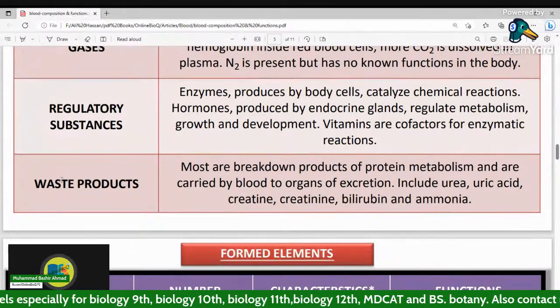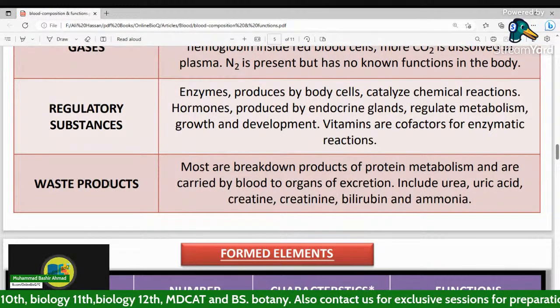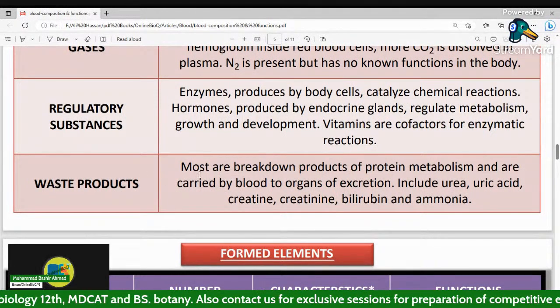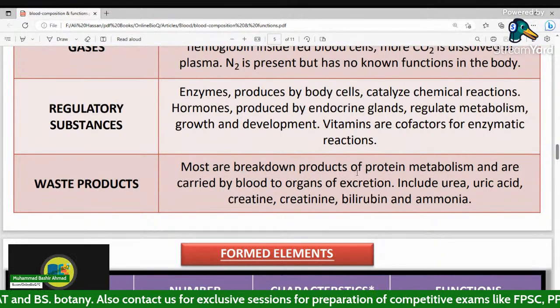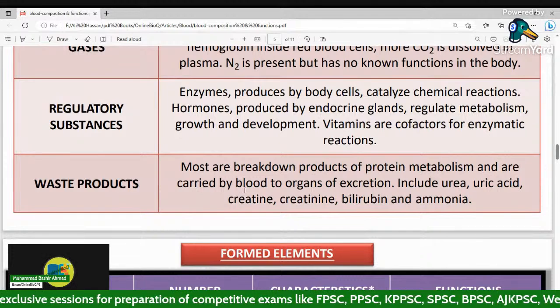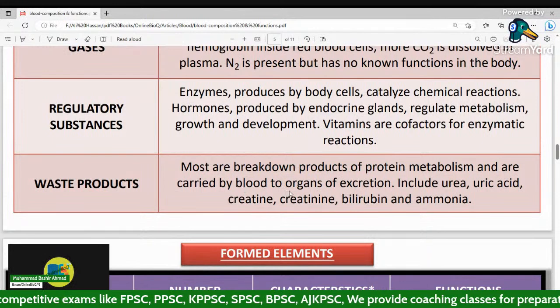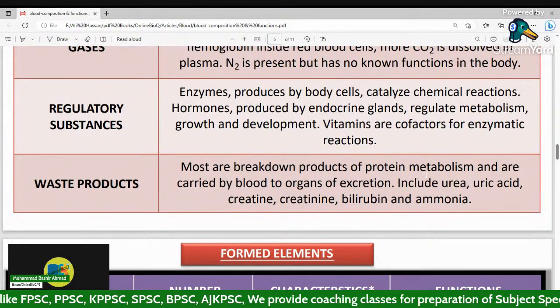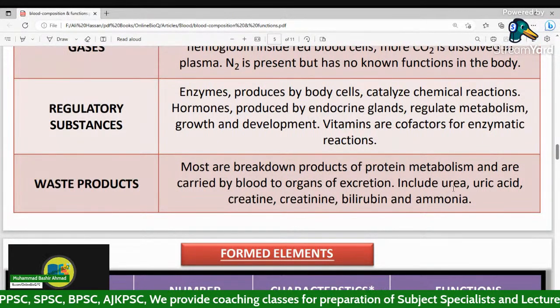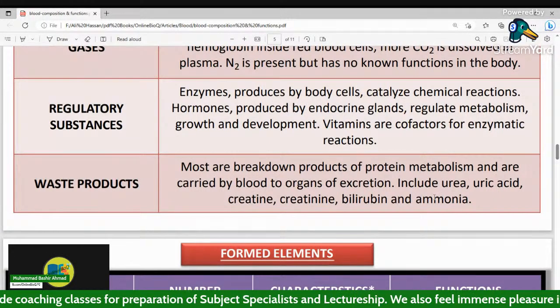When we talk about waste products that are also present in the blood plasma, most of these are breakdown products of protein metabolism and are carried by blood to organs of excretion. These include urea, uric acid, creatine, glutamine, bilirubin, and ammonia.